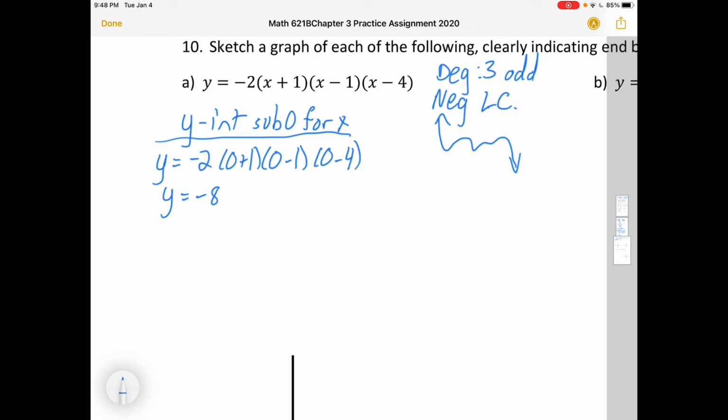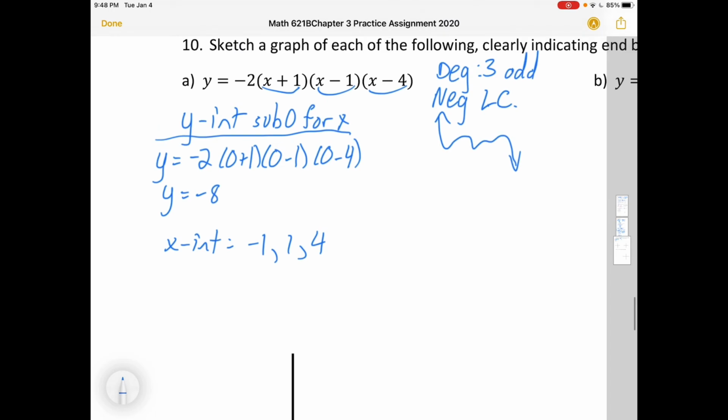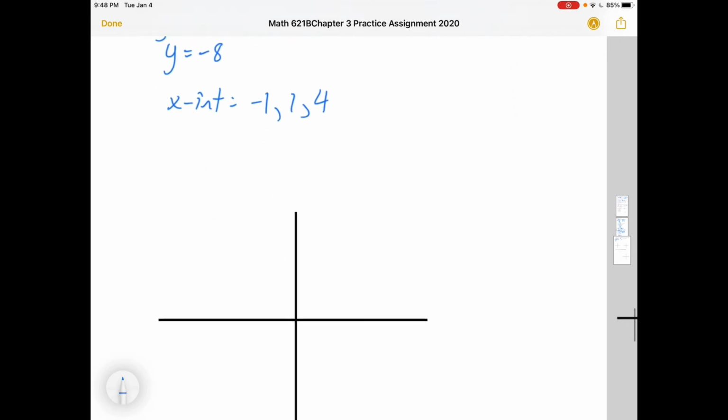The next thing we want to do is talk about the x-intercepts. And they're actually really easy because it's already factored for us. The x-intercepts from this one are negative 1. This one are 1. And this one is 4. And there's nothing special about any of those. They don't have a bounce. They don't have multiplicity on them. They're just a regular bracket, x plus 1 and x minus 1 and x minus 4.